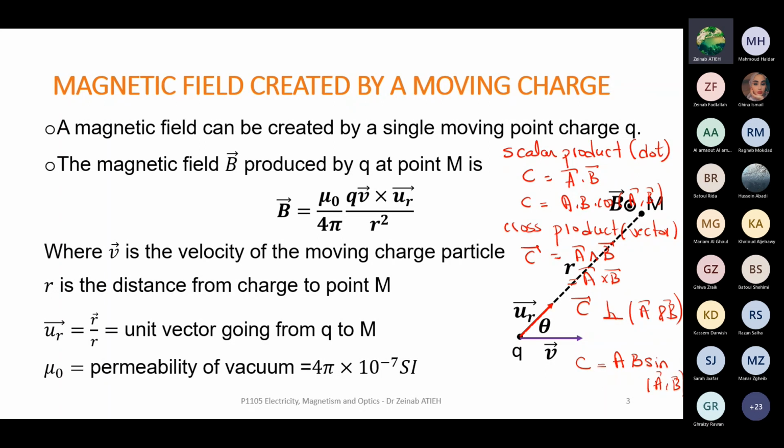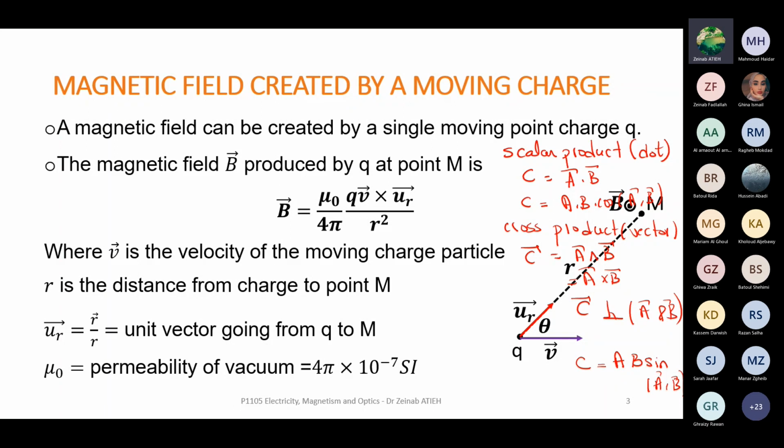You know that there is an E. We all know it: KQ over R square. This is the electric field E. But if it is in motion, if it is moving, then there is a magnetic field created by this charge Q around it in space, and this B depends on the speed of my particle. So this is the first note. No motion, no magnetic field generated.